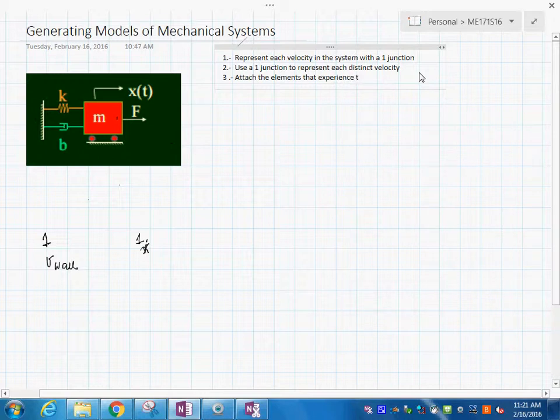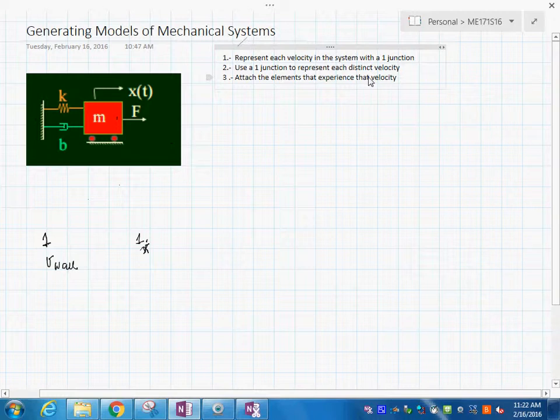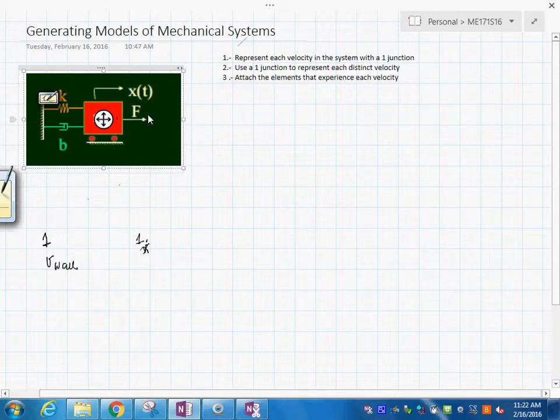So the elements that experience each velocity. Okay. So in here we go. You see you have it on the right hand side. You have this force in here. So we need to represent that. We need to represent the inertia element. And we need to represent these forces that are acting on the mass. So in this case, the first thing we have to do is to put the sources.